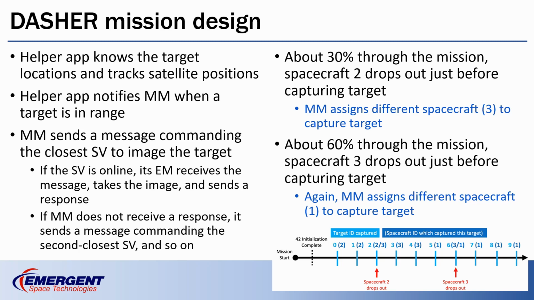We have this timeline here at the bottom right indicating the target ID and the spacecraft that will capture images of each target. You'll see some of these list 2 spacecraft IDs for a spacecraft that is initially assigned and then is killed before it can successfully complete the mission, which causes mission manager to task another spacecraft to take an image of that target. So let's move on and look at the 42 simulation video.